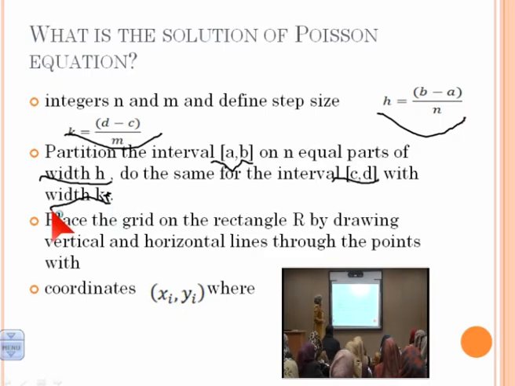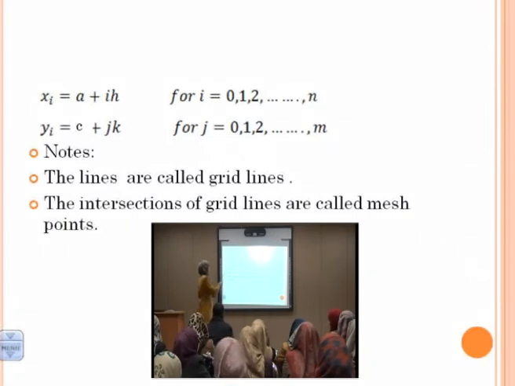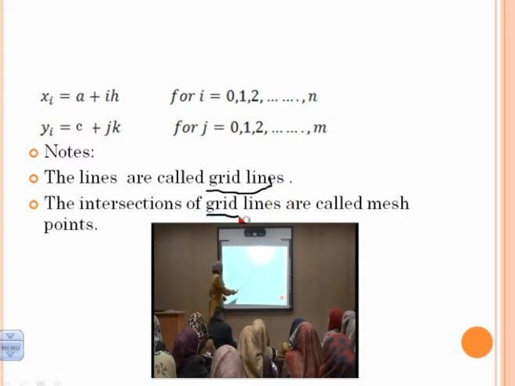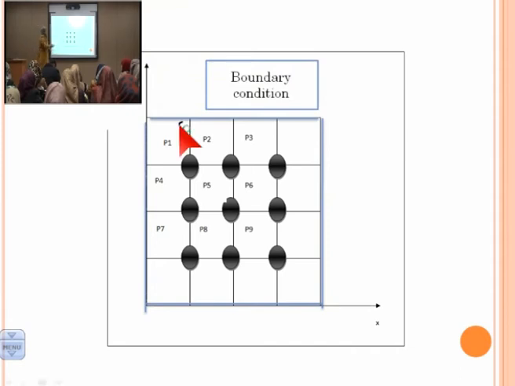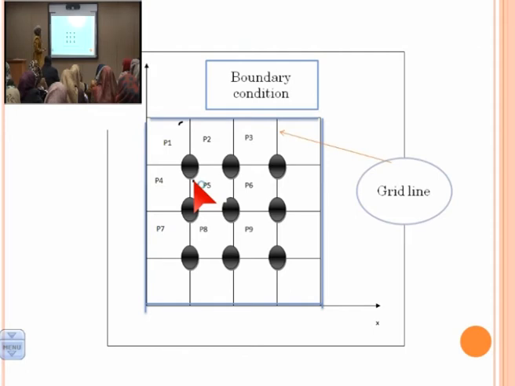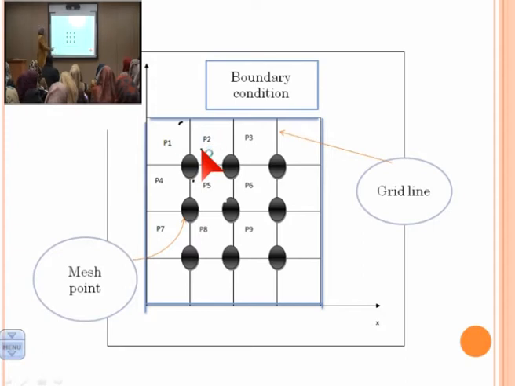In step 3, we place a grid on the rectangle R by drawing vertical and horizontal lines through the points with the condition x_i equals a plus ih for i equals 0 to n, and y_j equals c plus jk for j equals 0 to m. Note that the lines are called grid lines, and the intersections between the lines are called the mesh points. Here in this figure is shown the rectangle in which I want to find the temperature inside. Those are the boundary conditions with the Dirichlet formula, and here are the grid lines, and the black points are called the mesh points, the intersections between the grid lines.